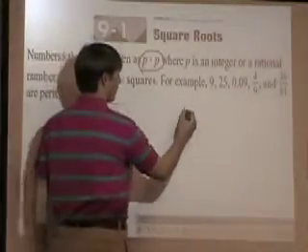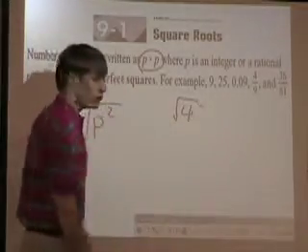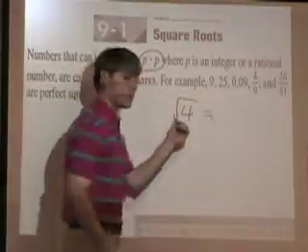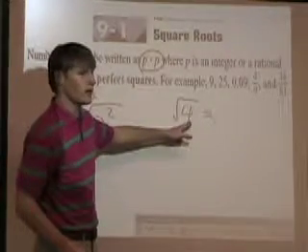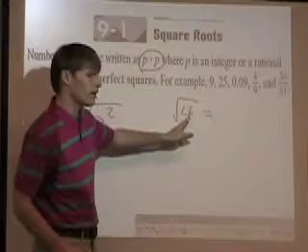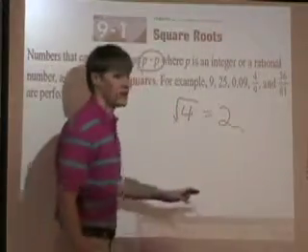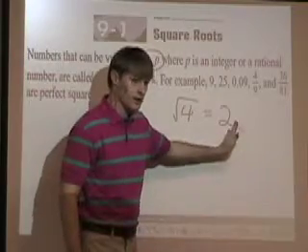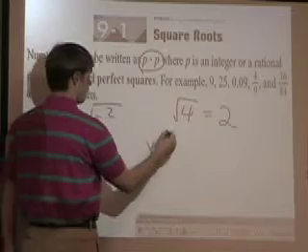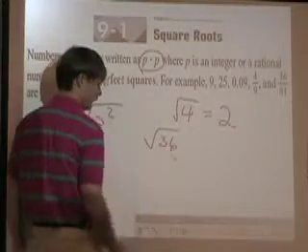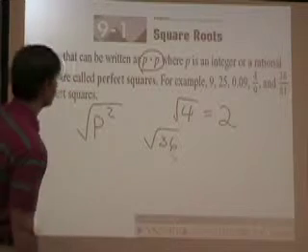So like if we have the number 4, what times what equals 4? 2. So the square root means what times what equals that number that's under the square root. You see that? So what times what's 4? 2. So what's the square root of 4? Now you don't say 2 times 2, you just say 2. You see that? Okay, so what's the square root of 36? 6. What's the square root of 81? 9.